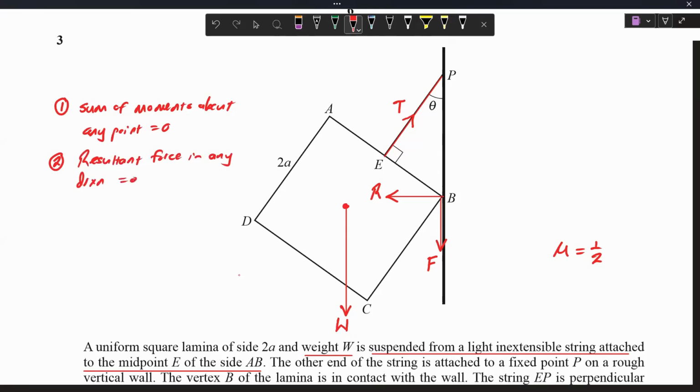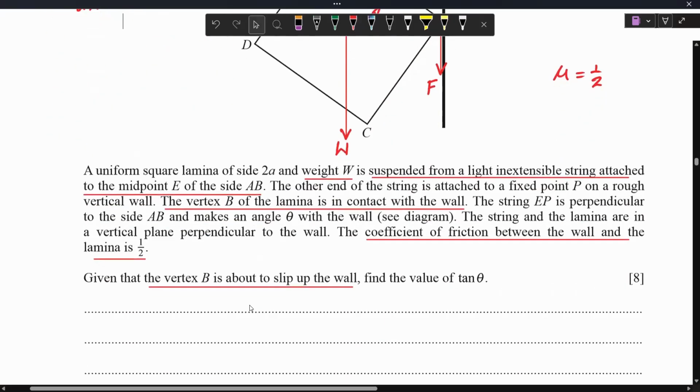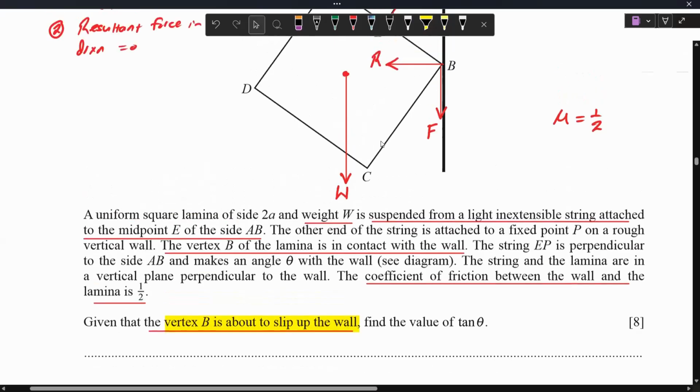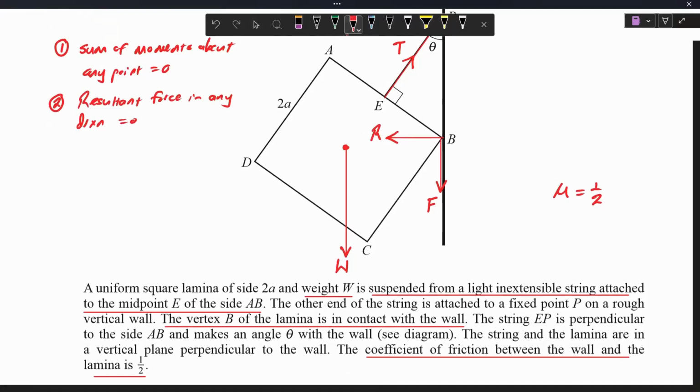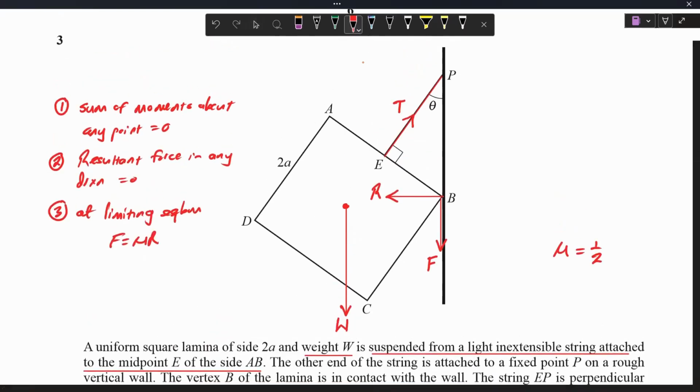And why are we considering these two things? Because we've been told in the question that this system is in equilibrium. And how do we know that the system is in equilibrium? Because we are at a point where the vertex B is about to slip at the wall. So it's more like a limiting friction, limiting equilibrium type of thing going on. So because we are at limiting equilibrium, we also need to consider the third thing, that at limiting equilibrium, F is equal to mu R. So these are the three main things that we're going to consider, considering that the system is in equilibrium.